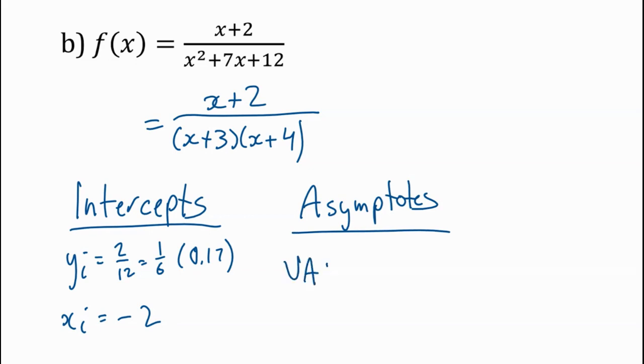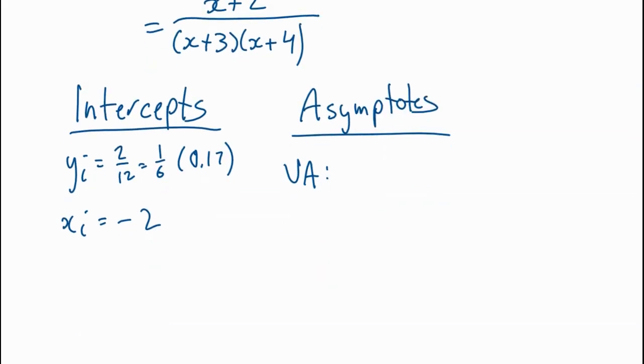Vertical asymptotes occur when? X is -3 and -4. When the denominator is equal to 0, right? That's good, but you gave them to me, that's fine. So that's when the denominator is 0, which is -4 and -3. Very good. So x equals -4.